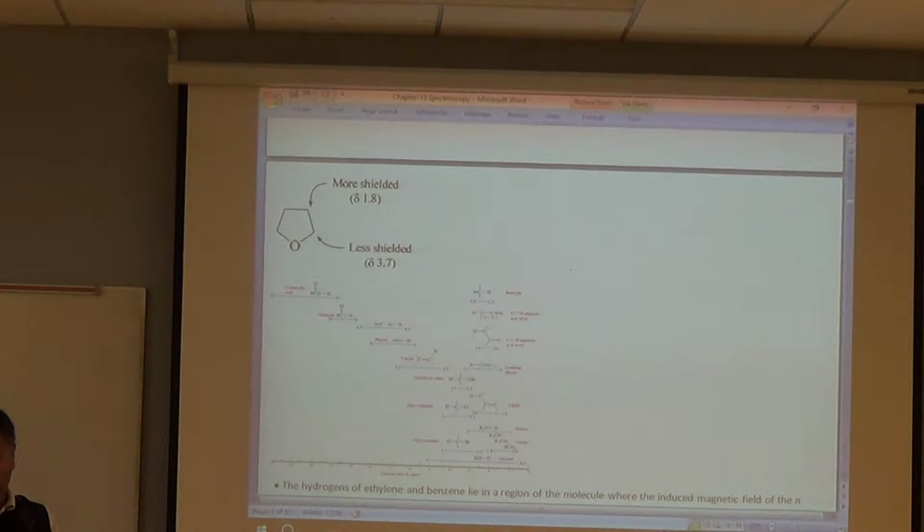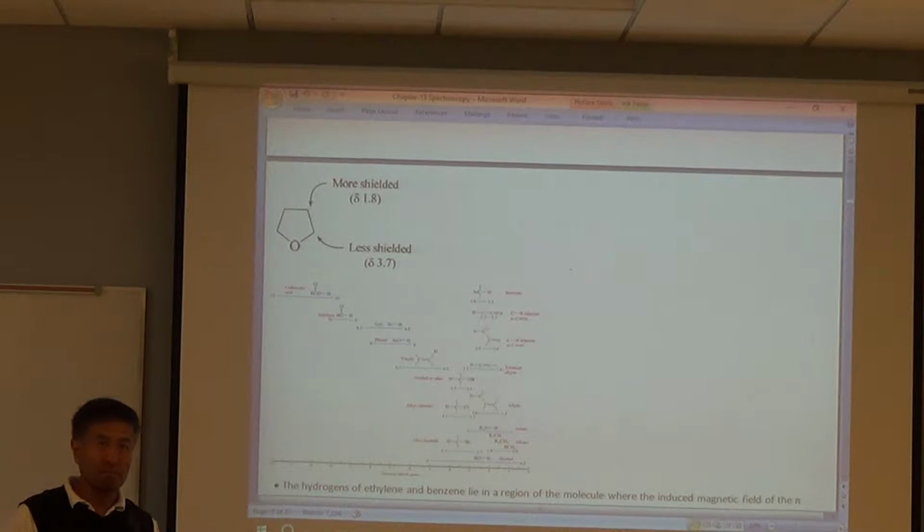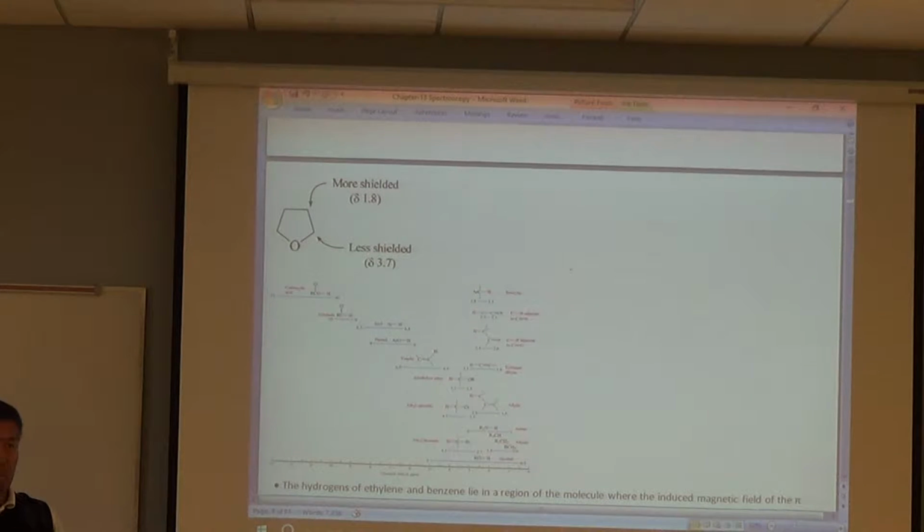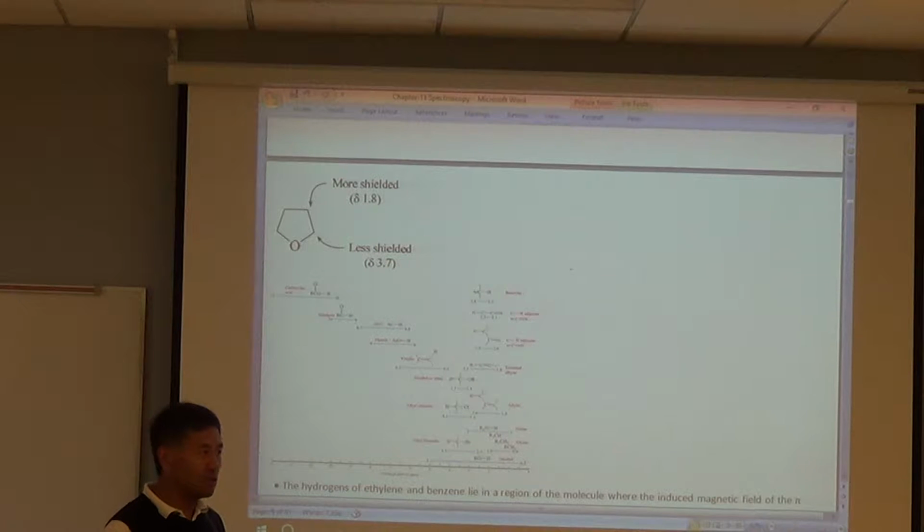Sorry, you said downfield is more shielded? Downfield and deshielded. Downfield is less shielded. Yeah. Okay. Upfield is more shielded. So here we just see those electron withdrawing groups.